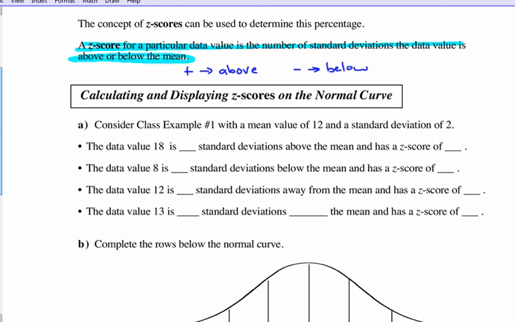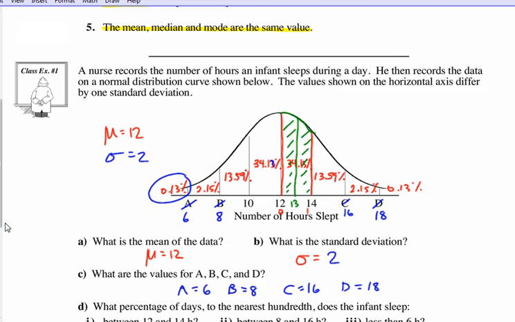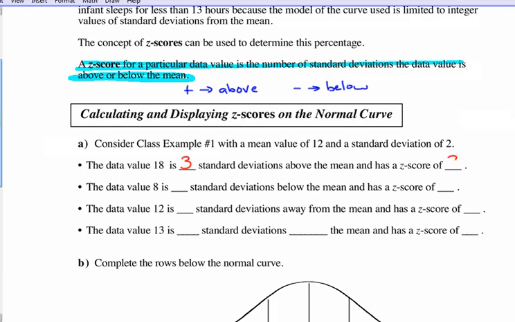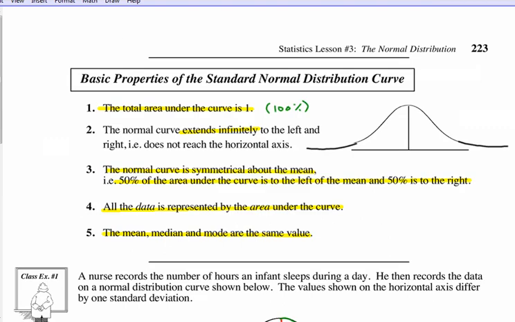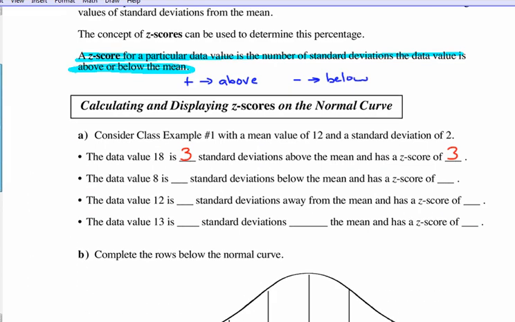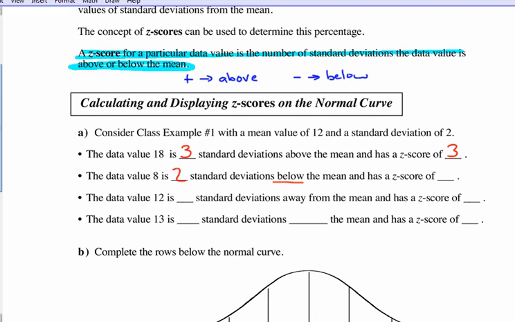So calculating and displaying Z scores on the normal curve. The data value of 18 is how many standard deviations above or below the mean? So let's look over here. This is 0, our mean. 1, 2. So 18 was 3 standard deviations above the mean, meaning it would have a Z score of 3. At the value of 8 in the previous example, it's 0, -1, -2. So it's 2 standard deviations below the mean, so its Z score would be -2.